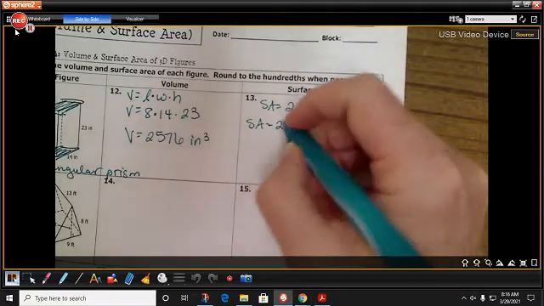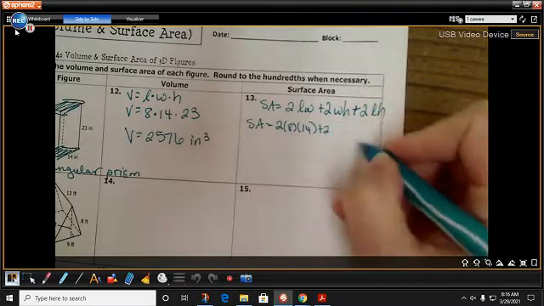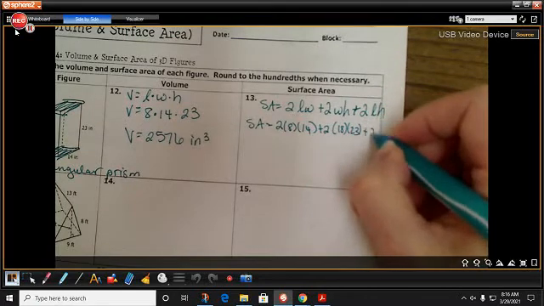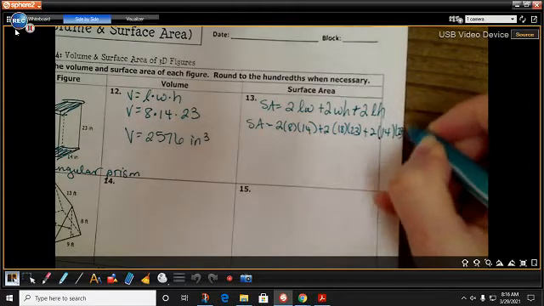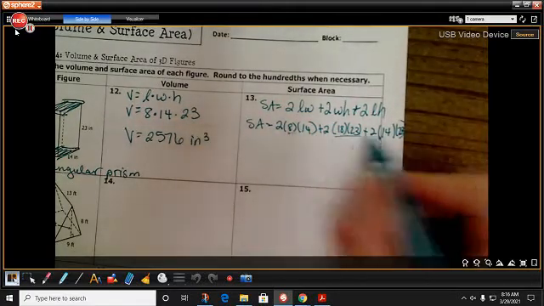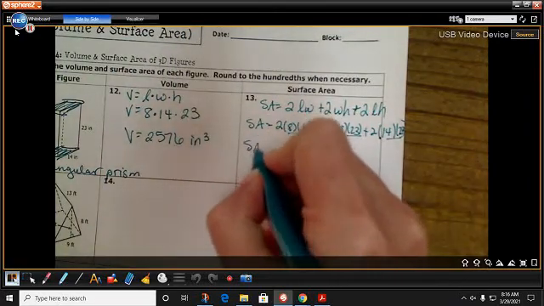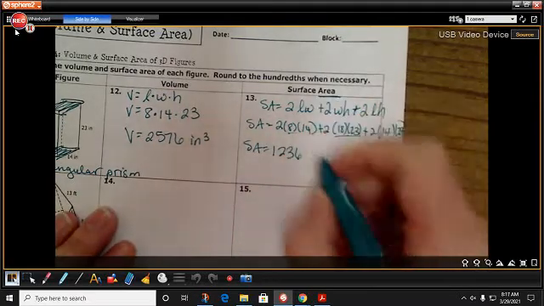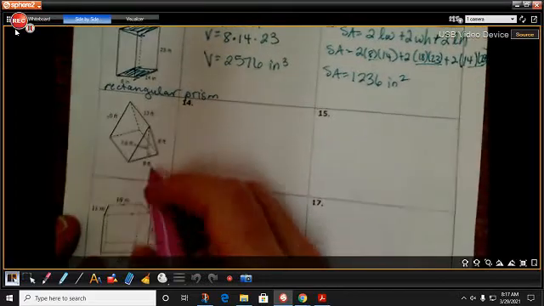So 2 length times width is going to give me 8 and 14. 2 width and height would be 8 and 23. And 2 length times height would be 14 and 23. I may have gotten those slightly mixed up, but as long as I've got all 3 combinations of the numbers, we're good to go. My surface area is going to come out to be 1,236. Since it is an area, we're going to do it in square inches instead of cubic inches like we did for volume.